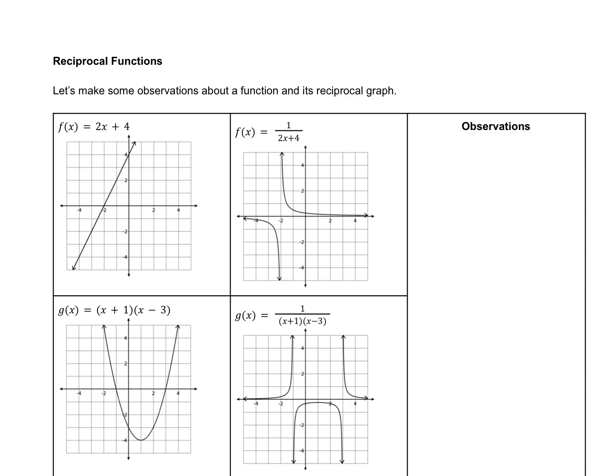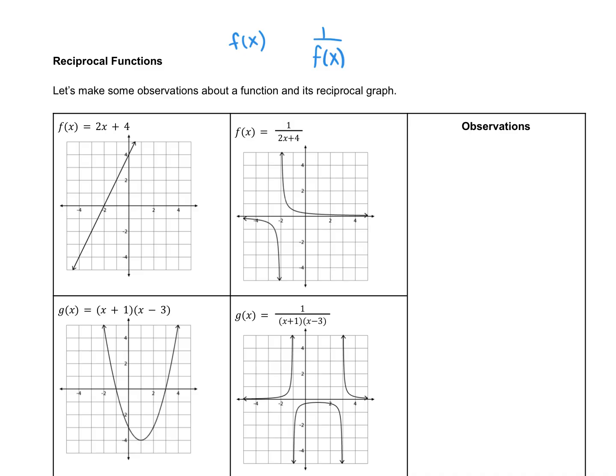In this video, we'll be looking at how to graph reciprocal functions. Now, a reciprocal function is when you take a function, let's call it f at x, and the reciprocal is 1 over f at x. So the numerator will always be 1, the denominator will be that original function. Now we're going to start off with some observations, okay?